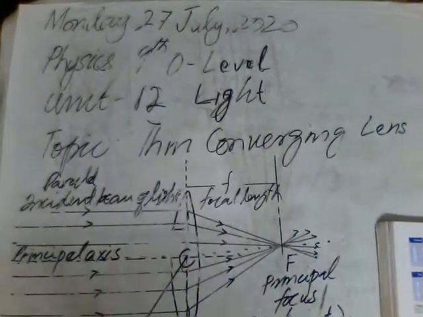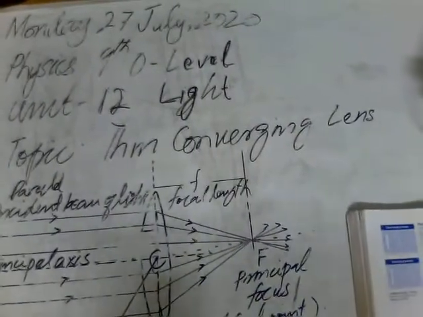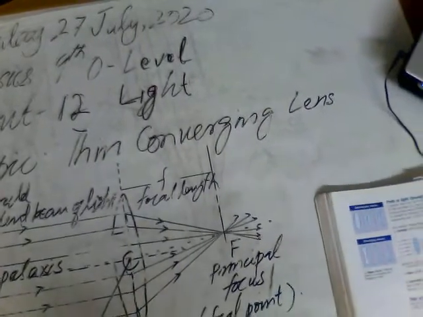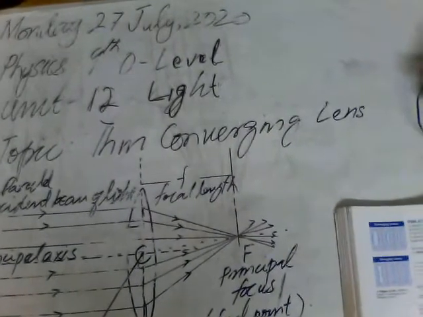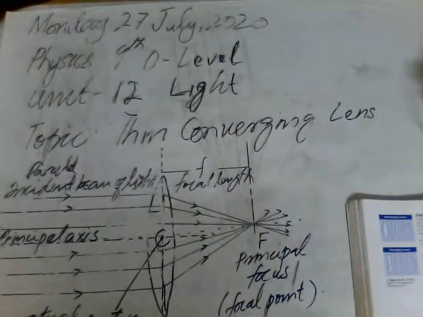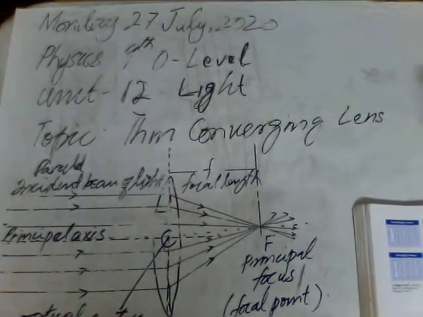You are welcome in physics class, 9th O level, Unit 12. We have already started Unit 12. And today we are going to study the topic thin converging lens.